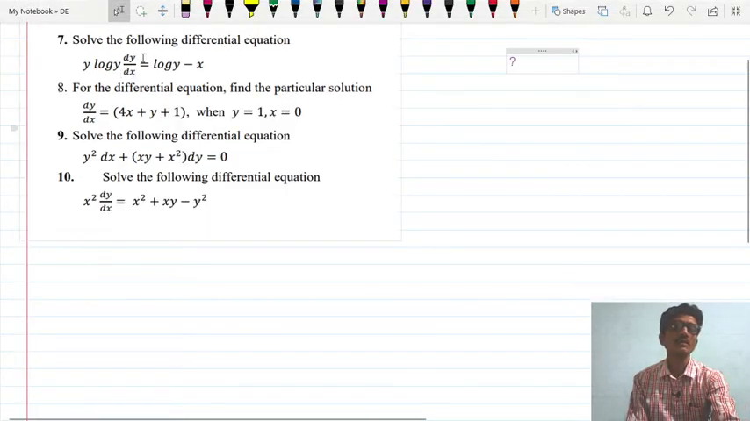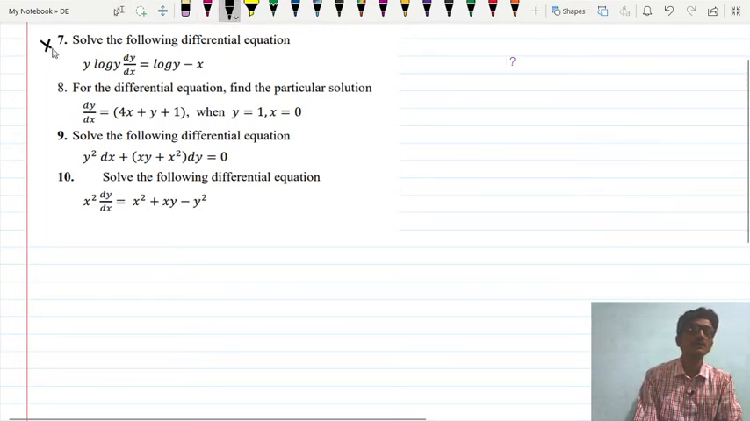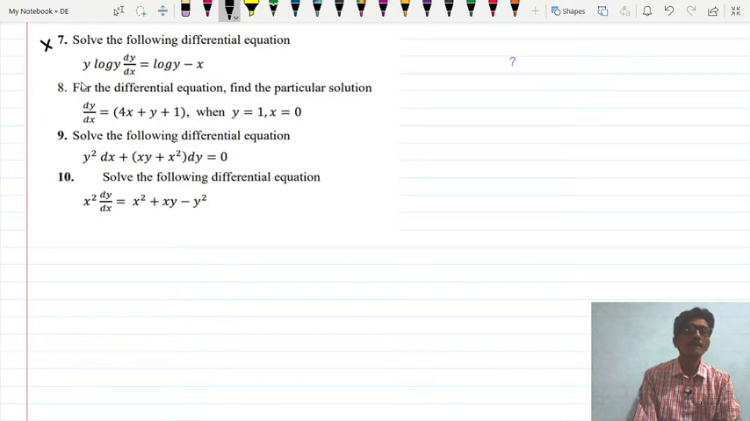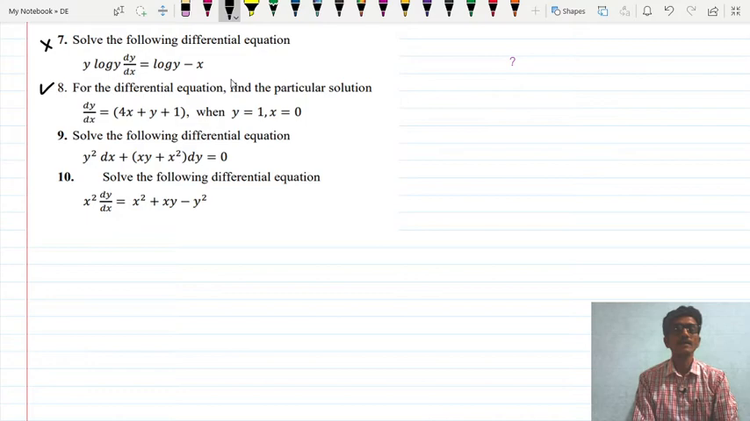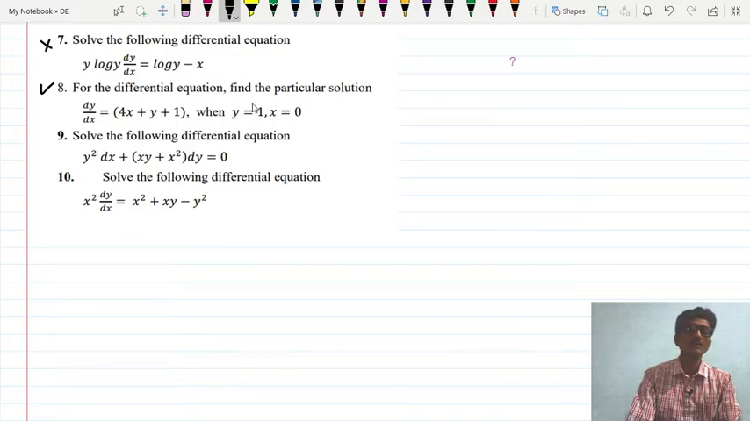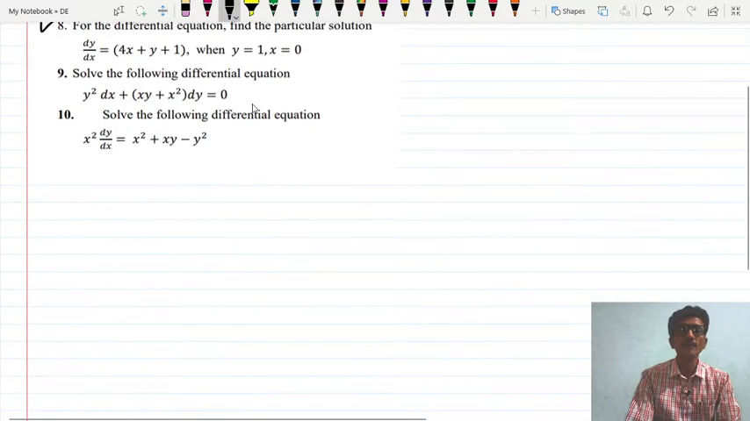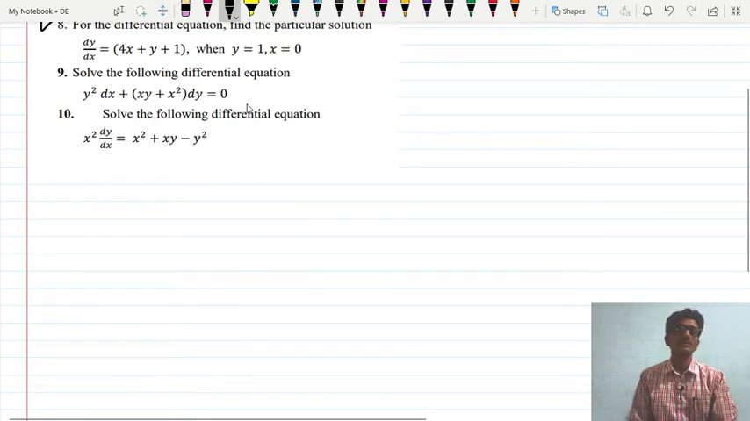Question number 7. This question number 7 is a linear differential equation. It is not to be solved by you. And we will do now question number 8, 9 and 10. Let's do question number 8. For the differential equation, find the particular solution.